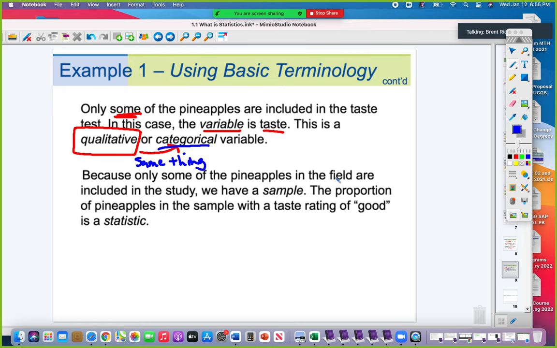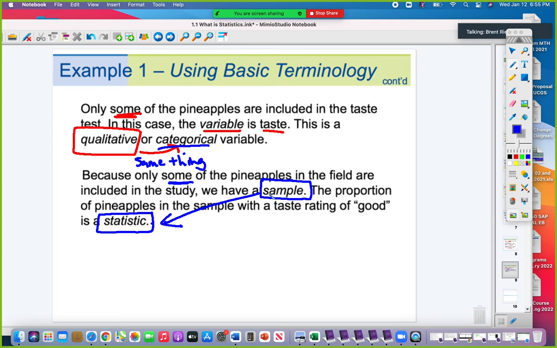Because only some of the pineapples in the field are in the study, that makes it a sample. And the proportion of pineapples in the sample with a taste of good is a statistic. Okay, because the measure, the proportion, came from a sample, it's called a statistic.